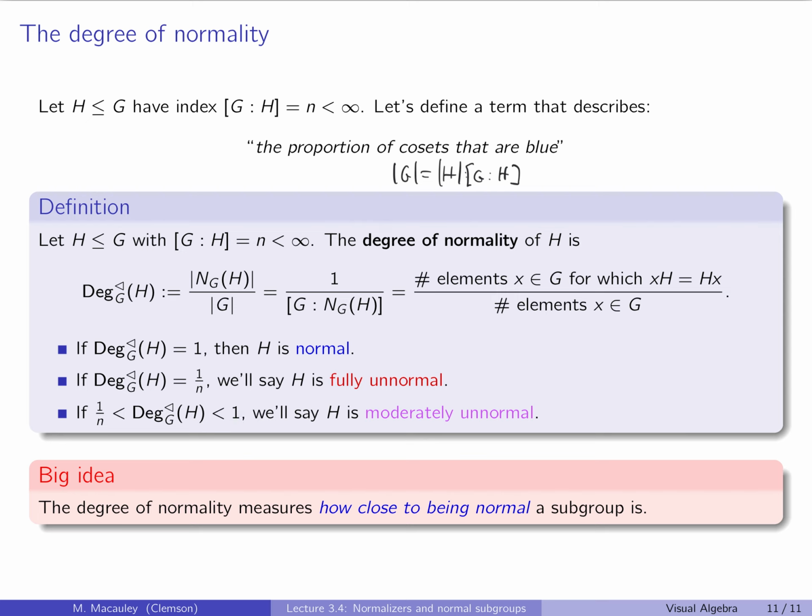And the big idea is that the degree of normality measures how close to being normal a subgroup is. And what I teased you with in the previous slide, when we revisited that subgroup lattice, is that the degree of normality, or at least the reciprocal of it, is the size of the conjugacy class. And that is a special case of something called the orbit stabilizer theorem. We'll see it in chapter 5. But it's really important, I think, to see this before we get there.